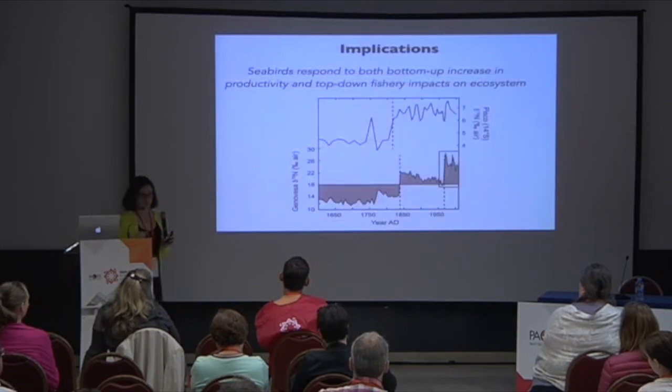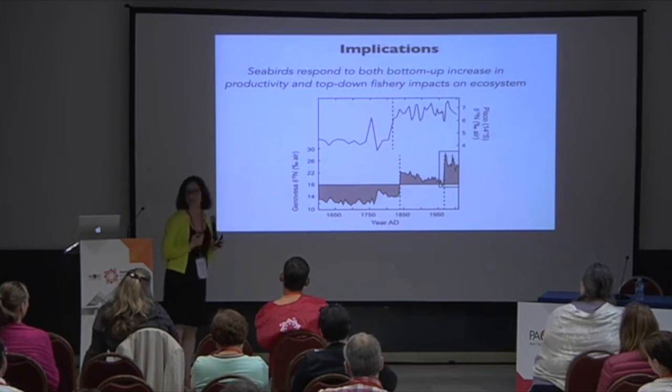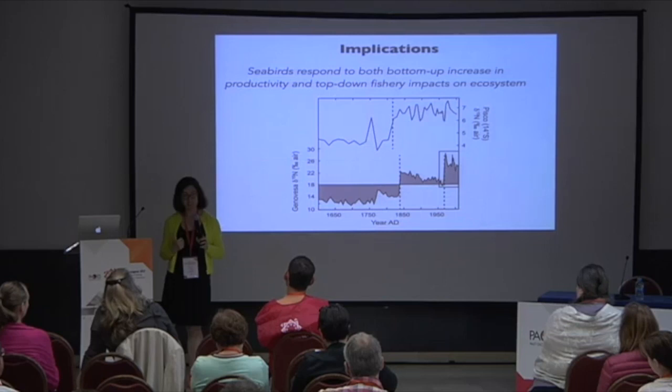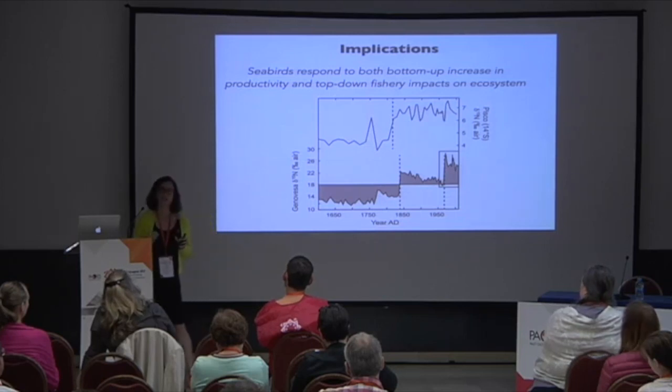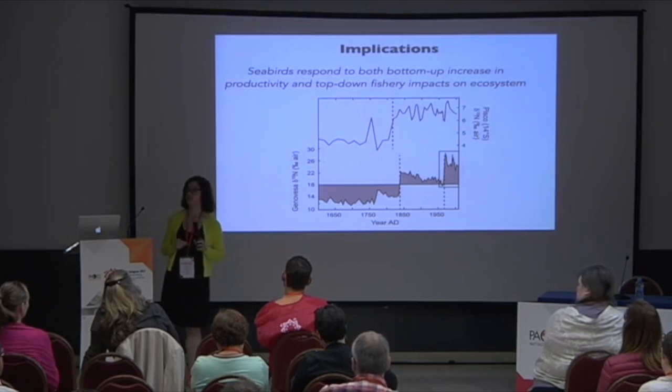But in sum, the main point I want to make is that it looks like the seabirds of Genovesa are responding to both that bottom-up increase in productivity in the early 1800s, but as well, they're also responding to this top-down impact of the fishery on their ecosystem in the 20th century.